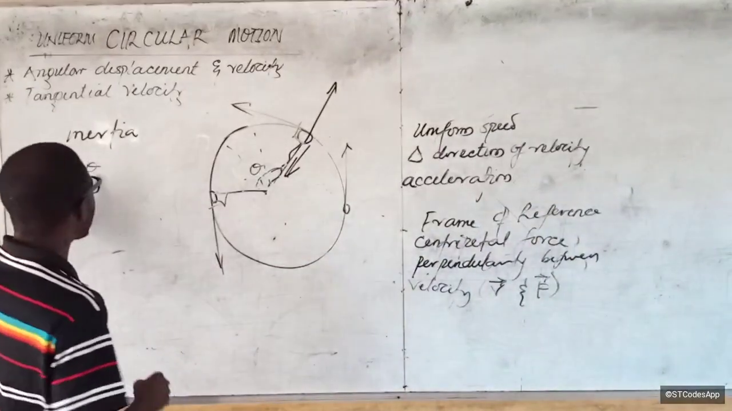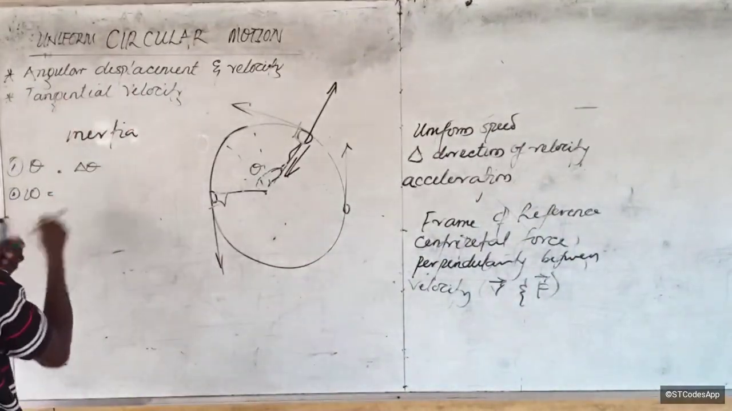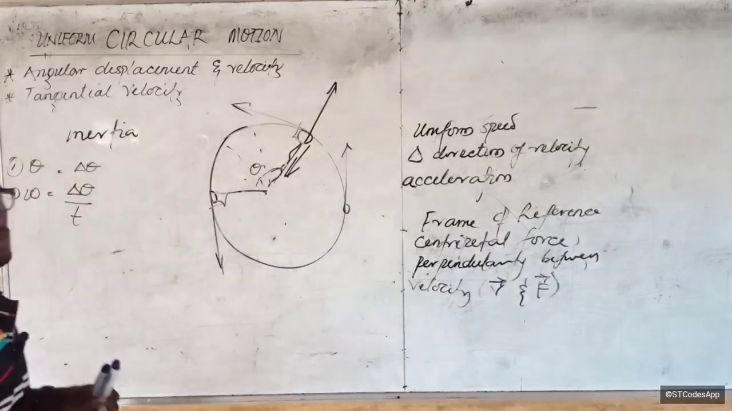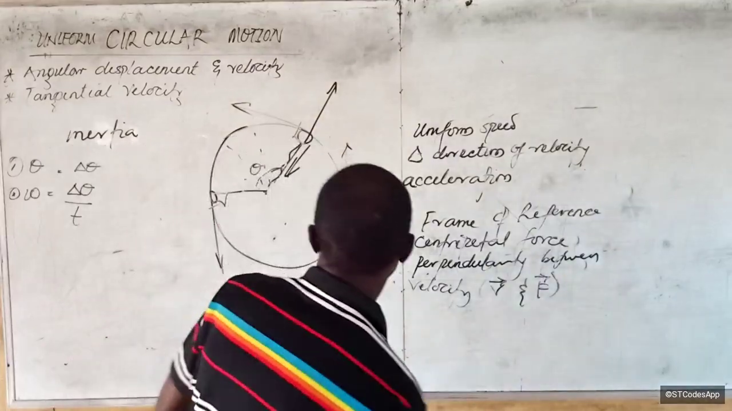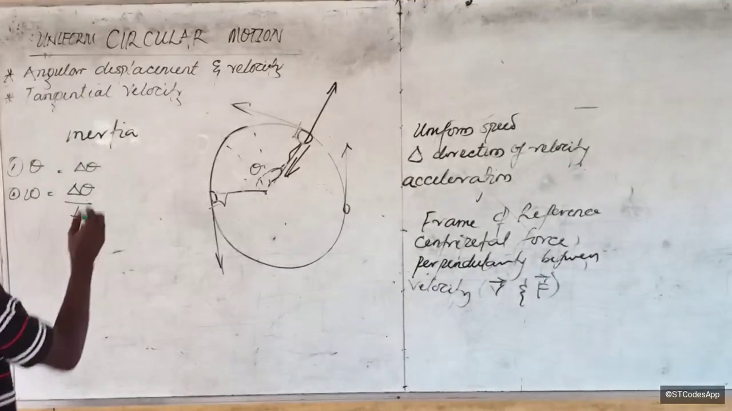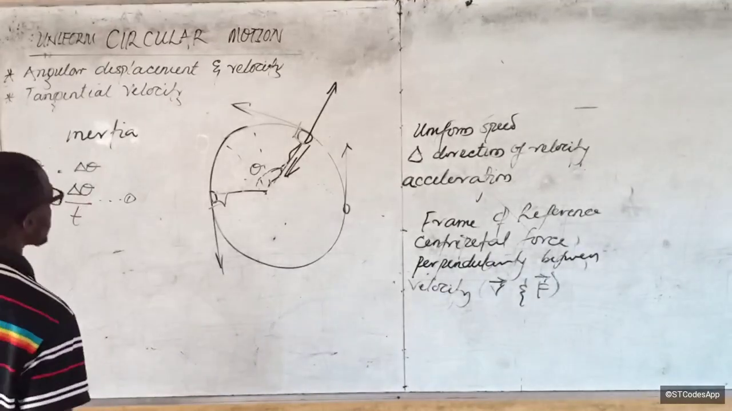So that is the change in angular displacement per unit of time. Do you understand? So there is a change in angular displacement per time, and that's what angular velocity is. So this is going to be our first formula.